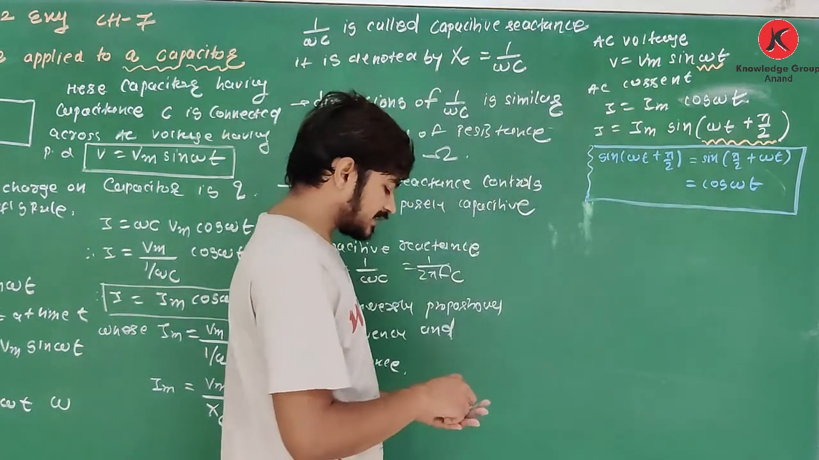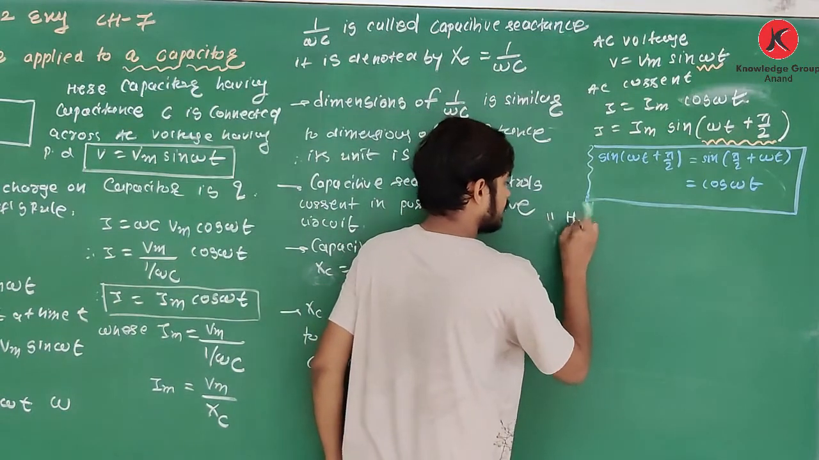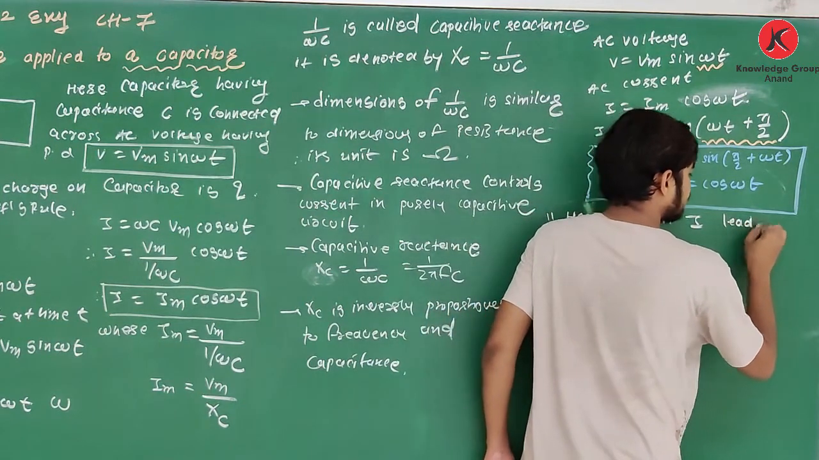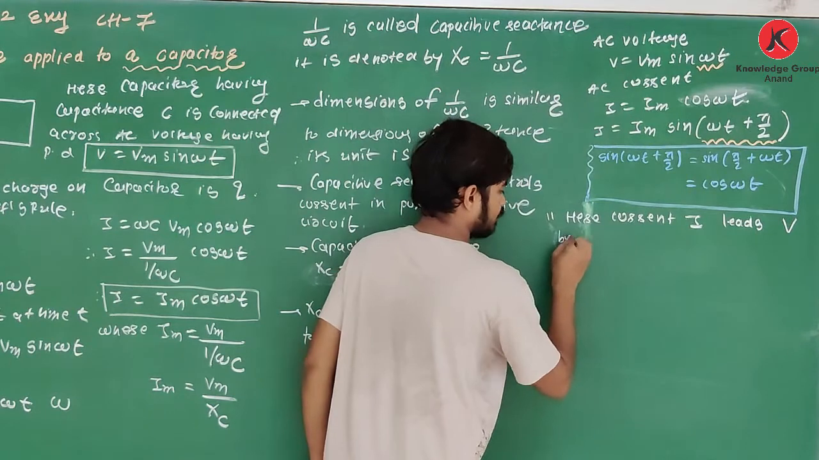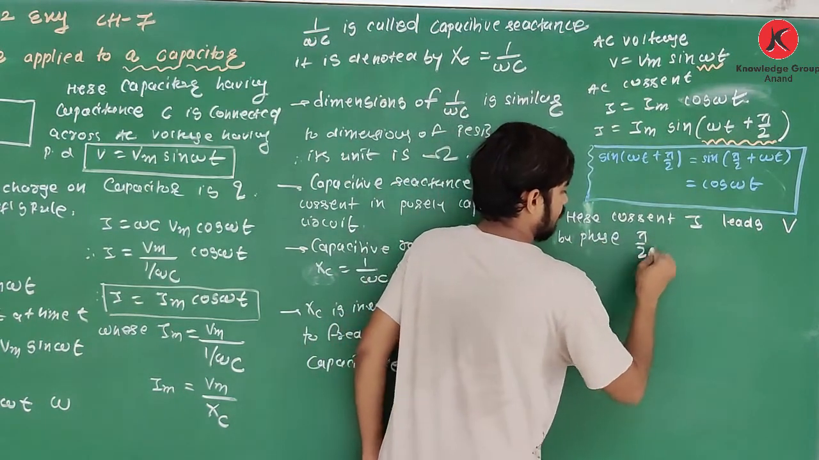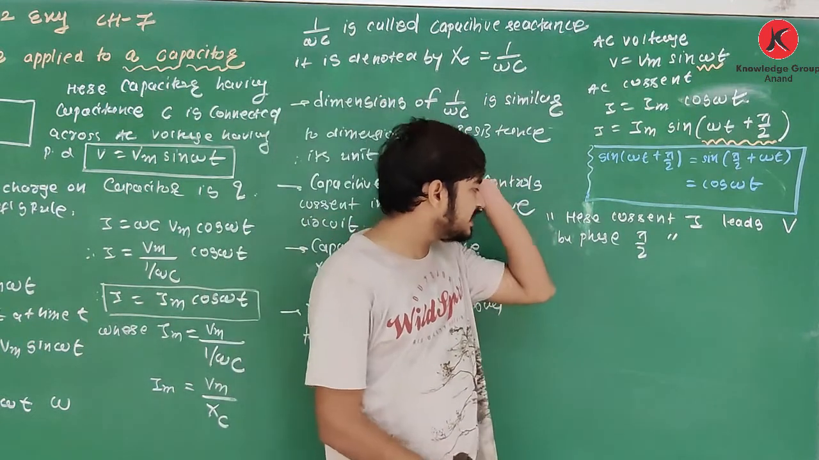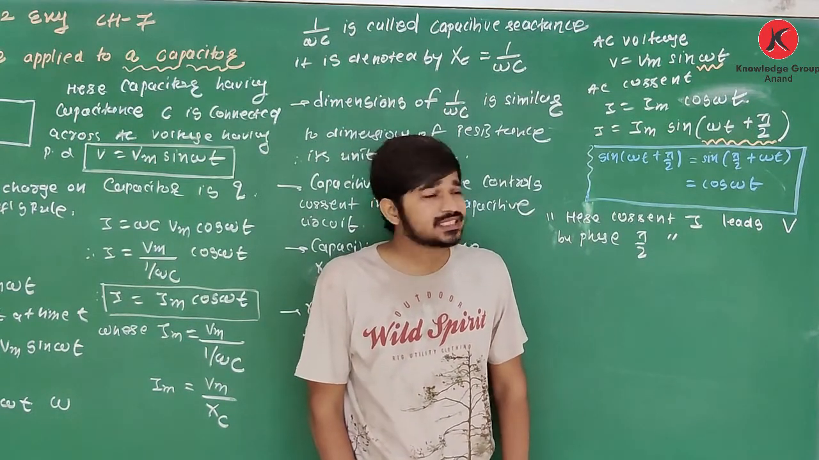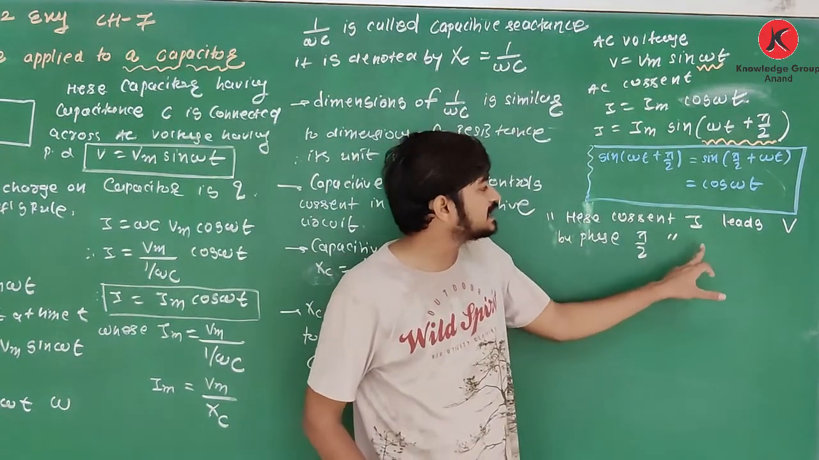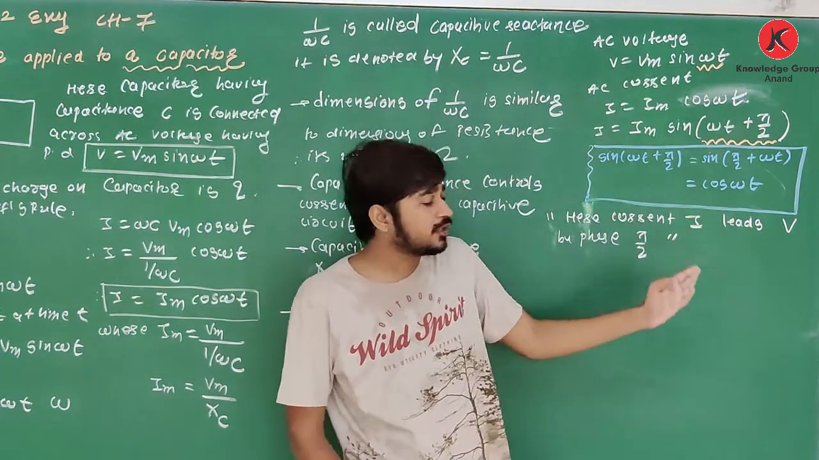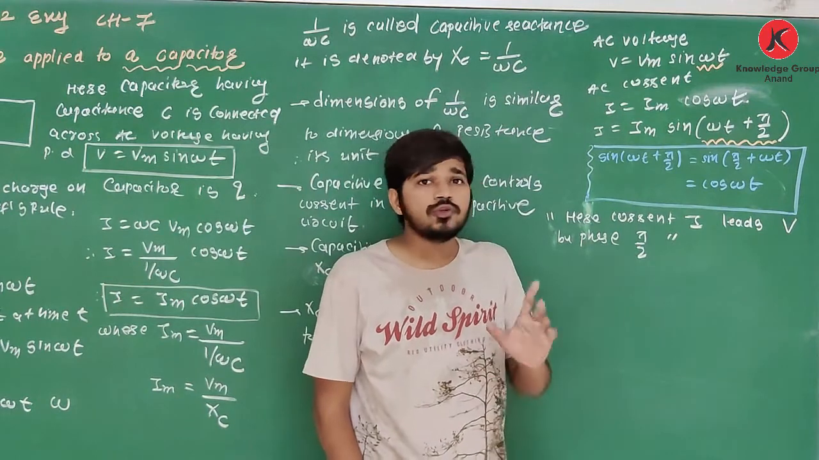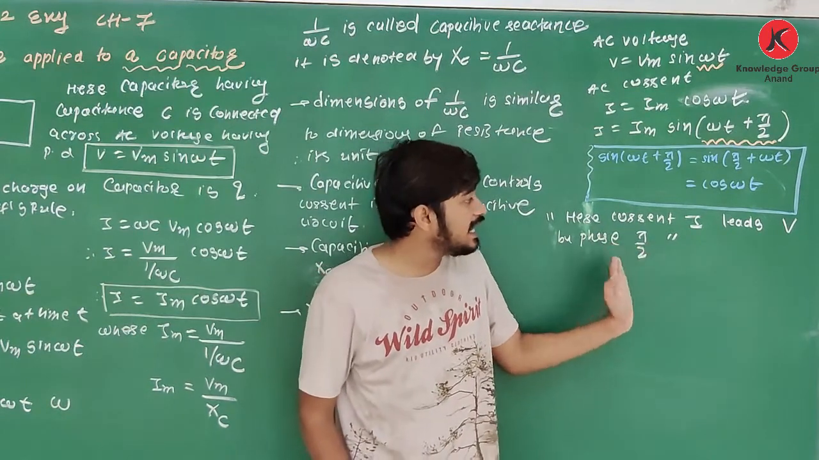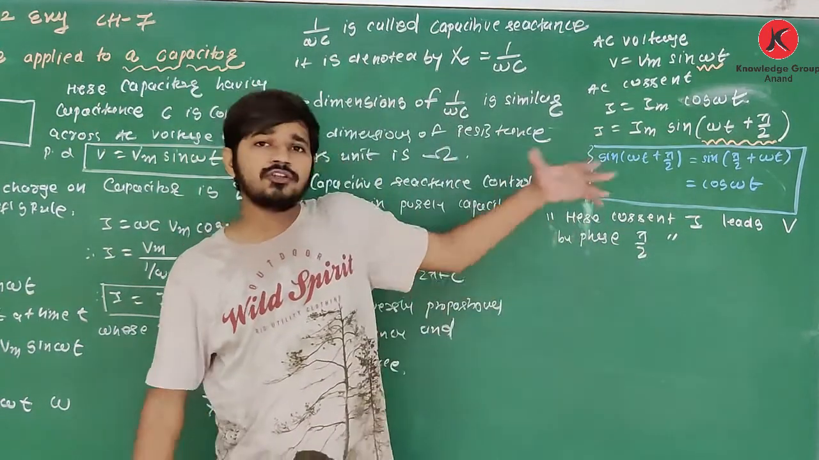So here the statement is: current I leads voltage by phase pi by 2. Here current I leads V by phase pi by 2. Clear about this? So you have to remember this point. Leads means the phase of I is ahead of voltage by pi by 2. This is the difference between a purely inductive circuit and a purely capacitive circuit. In a purely inductive circuit, current I lags behind voltage by phase pi by 2, whereas here it is the opposite condition.